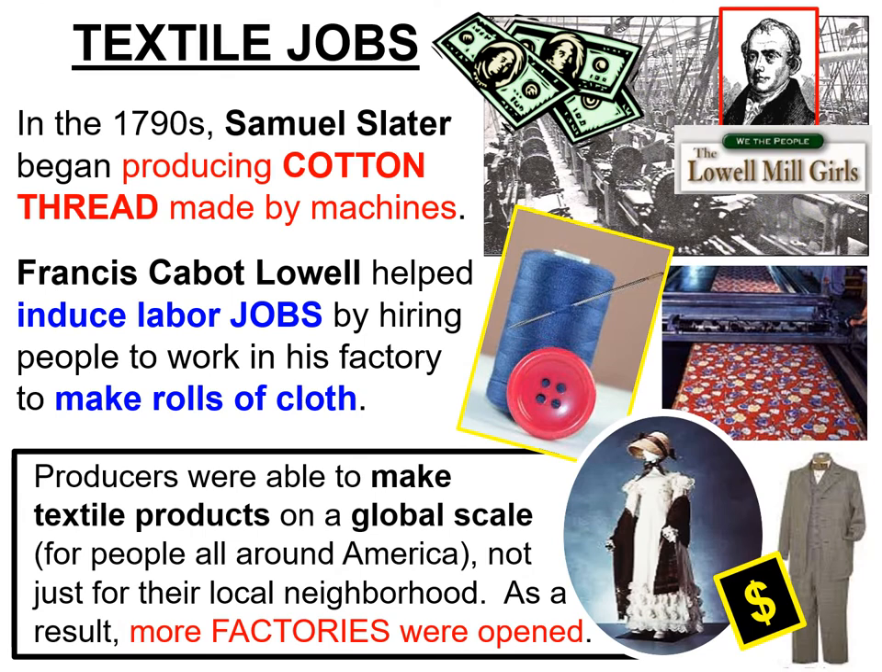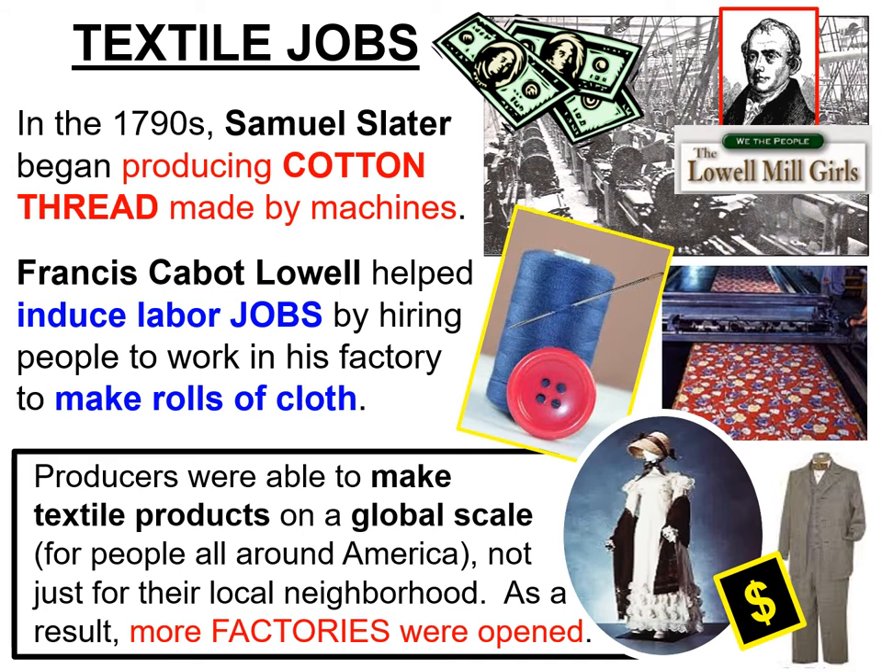There's a man, his name is Samuel Slater. He started a thread making company, a business. The cotton is turned into threads, and then the threads can be woven to make cloth. Now, Samuel Slater and a man named Francis Cabot Lowell, they are helping produce a lot of jobs for people. And a lot of women and young girls are going to be able to get jobs in those factories working in the textile industry. So producers are able to make a lot of textile products. Remember, when I say textile, just think of cloth, fabric, or material. They're able to make a lot of textile products on a global scale.